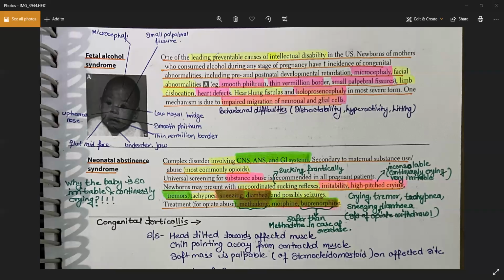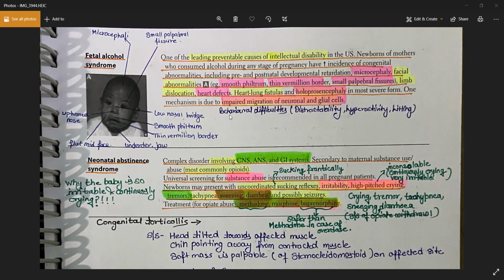Other than that, they can also have ADHD. They can have hyperactivity, hitting, or distractibility. So behavioral things will be there. You will encounter a patient having ADHD, or maybe being very aggressive. Most often you will see the ADHD case.